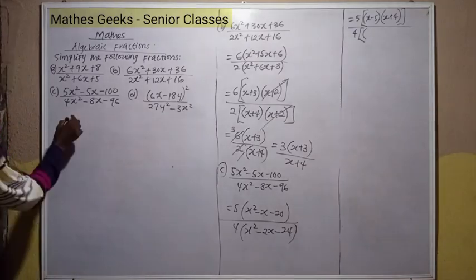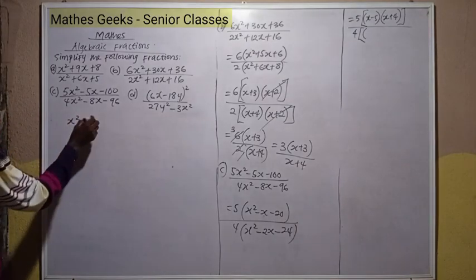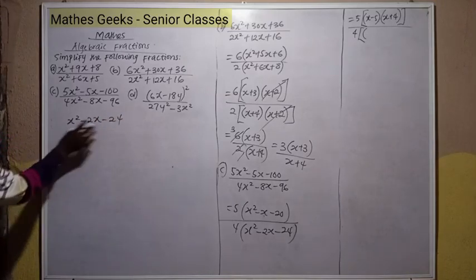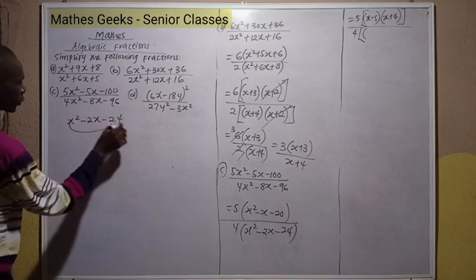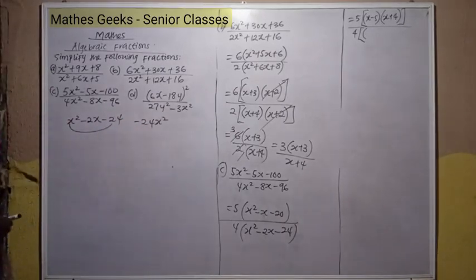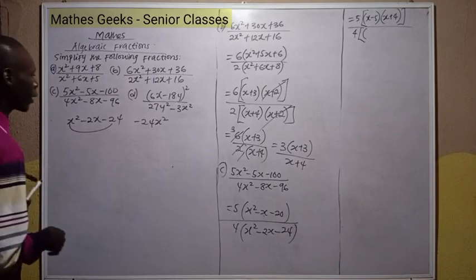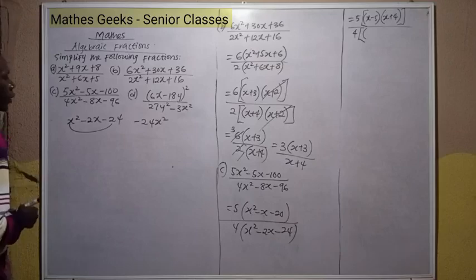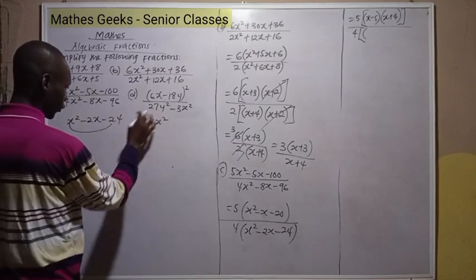Okay, so we have x squared minus 2x minus 24. So what are the two factors? This will give us minus 24x squared. We need two numbers that, when multiplied, will give us minus 24, and when we add the same two numbers, we're going to have minus 2x. So we're going to start with the factors of 24.